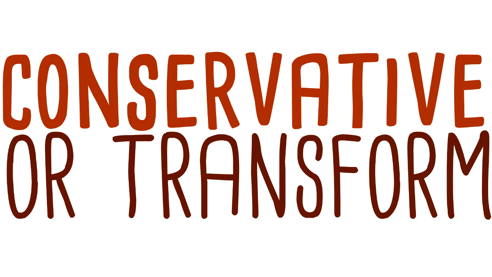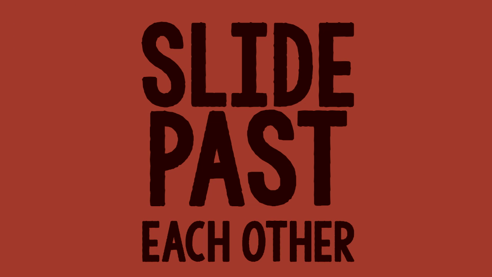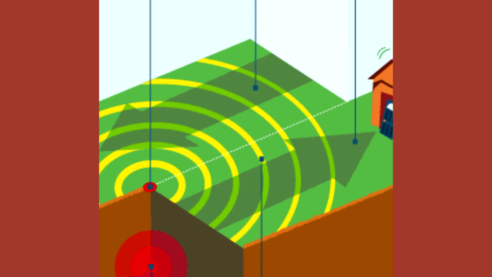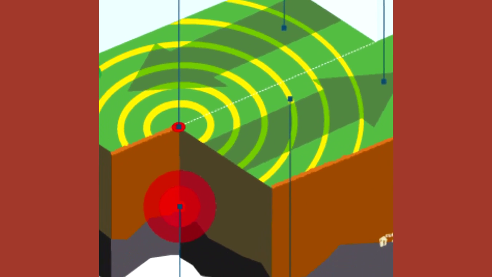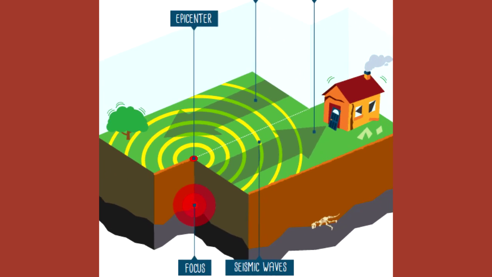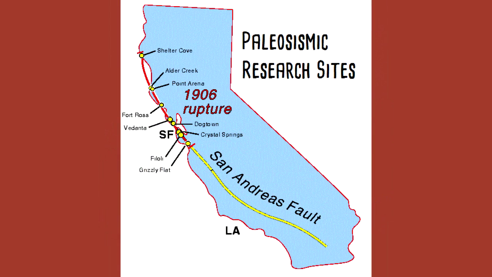A conservative or transform plate boundary occurs where plates slide past each other in opposite directions, or in the same direction but at different speeds. Friction is eventually overcome and the plates slip past in a sudden movement. The shock waves created produce an earthquake. This occurs at the San Andreas Fault in California.